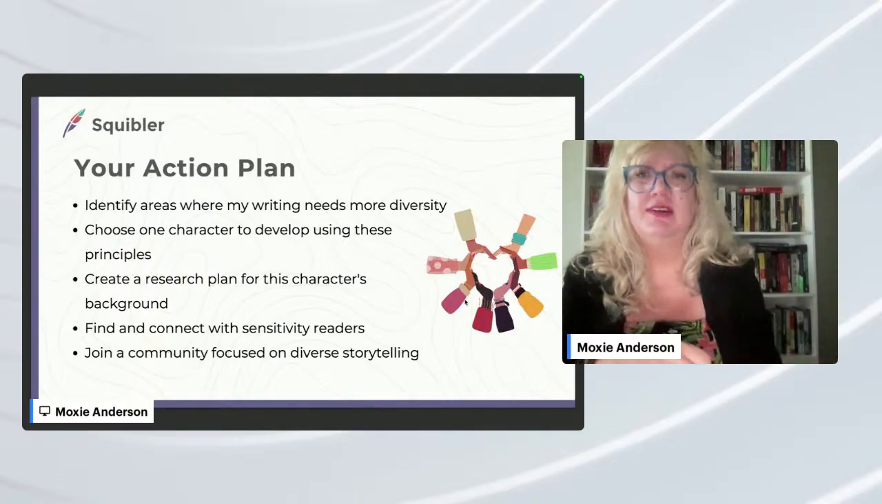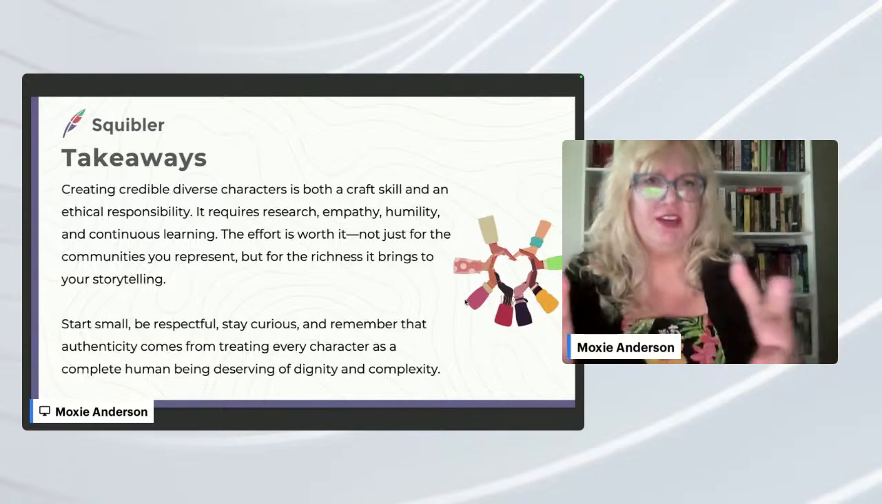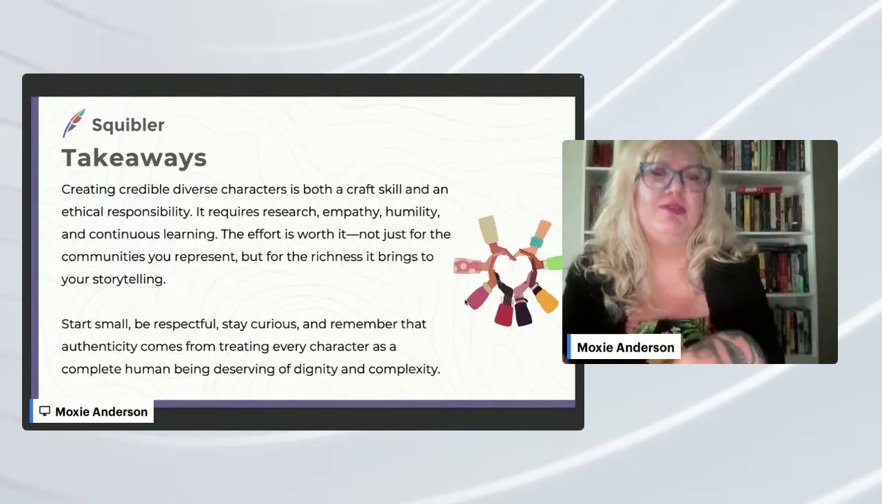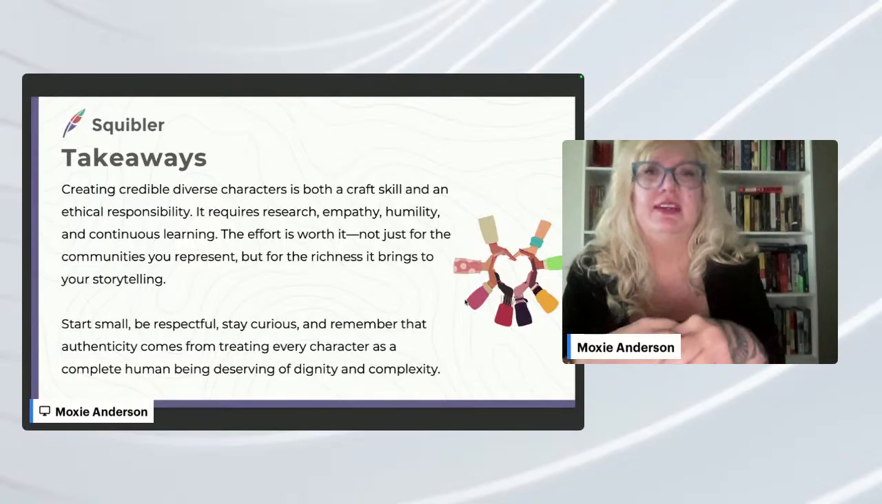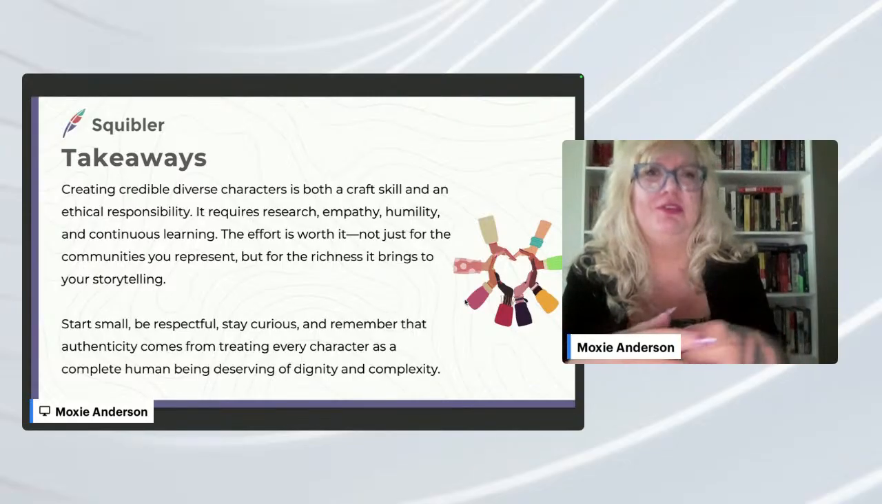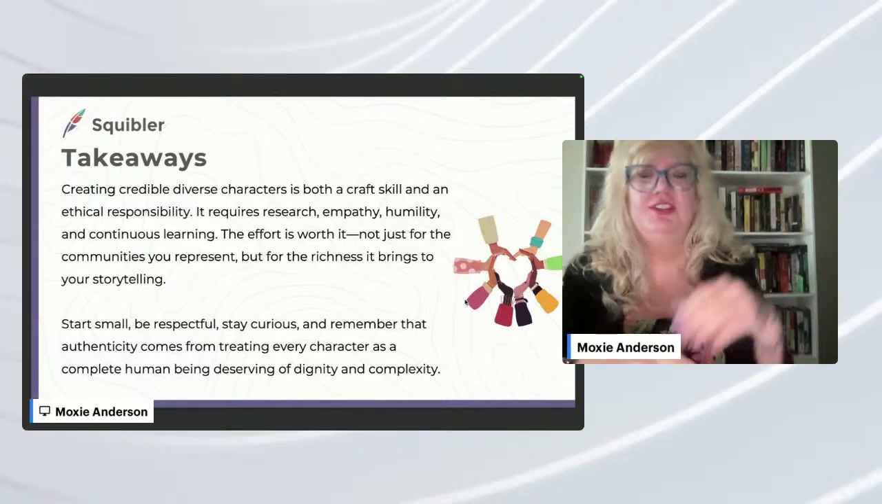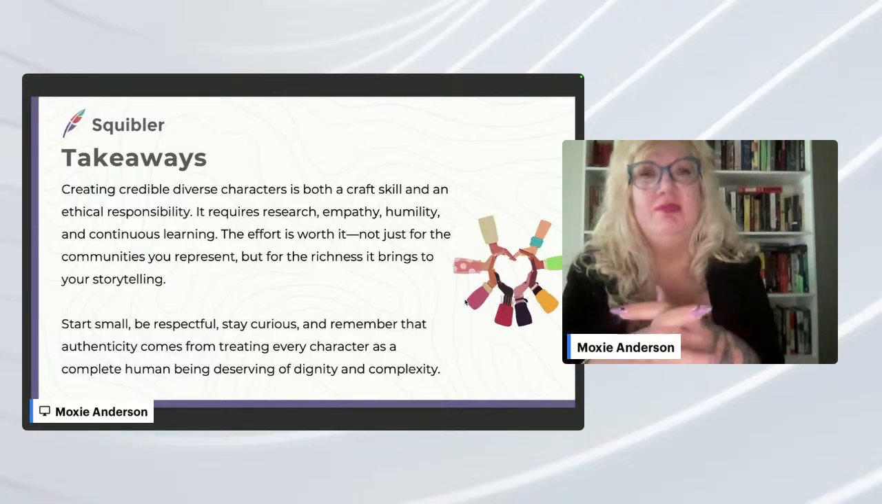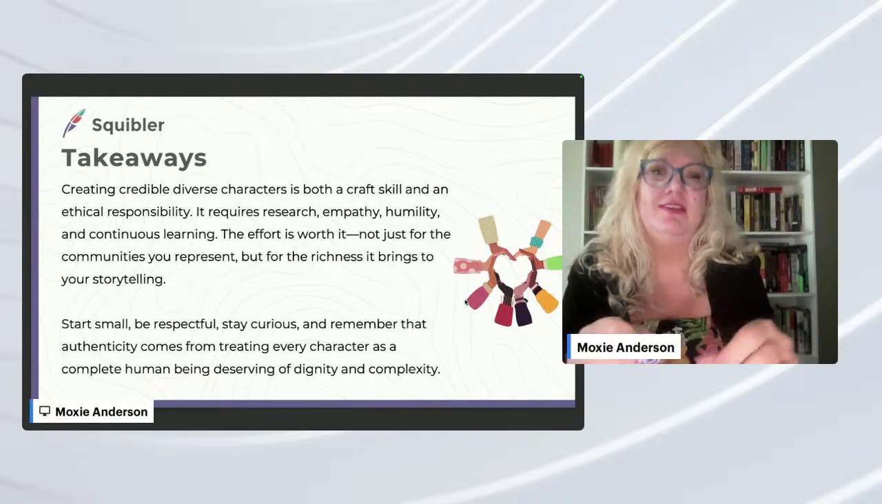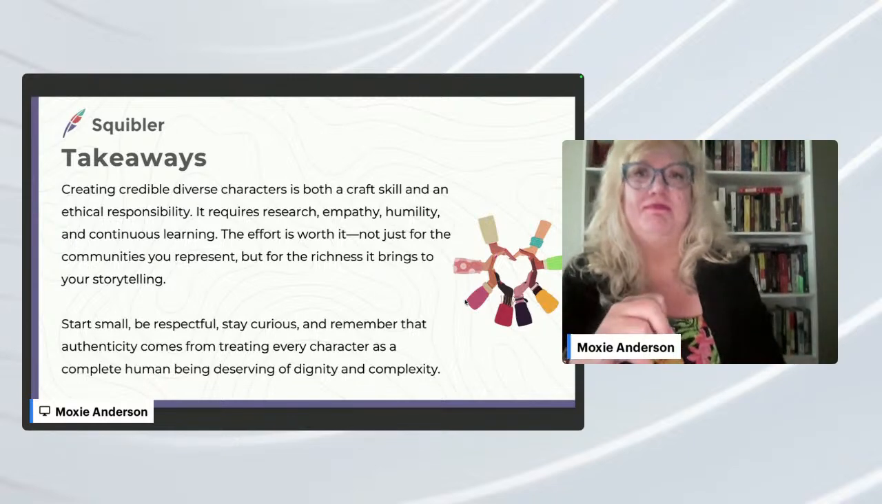So, some takeaways from this session: creating credible, diverse characters is both a craft skill and an ethical responsibility. It's going to require research, empathy, humility, and continuous learning. The effort is worth it, not just for the communities that you're planning to represent, but for the richness this will bring to your community and storytelling. Start small, be respectful, stay curious, and remember that authenticity comes from treating every character as a complete human being deserving of dignity and complexity.